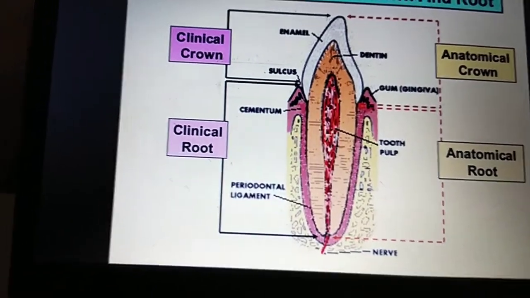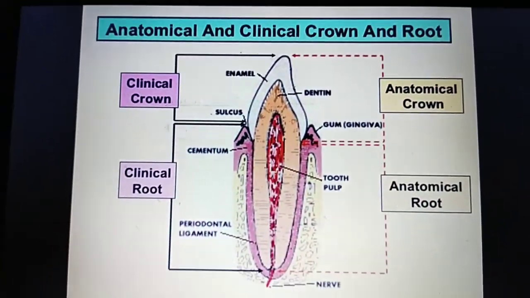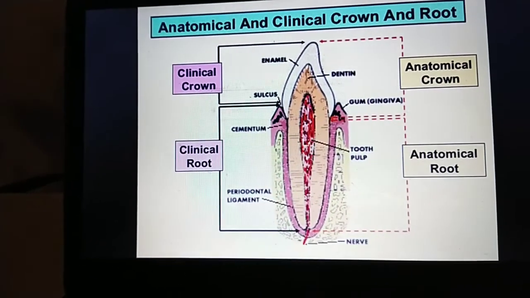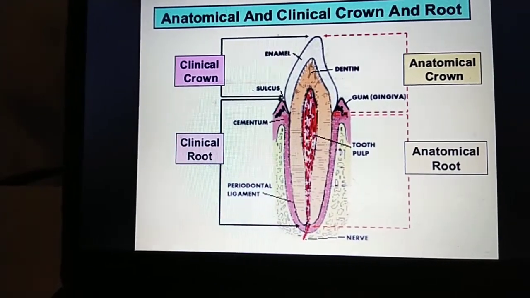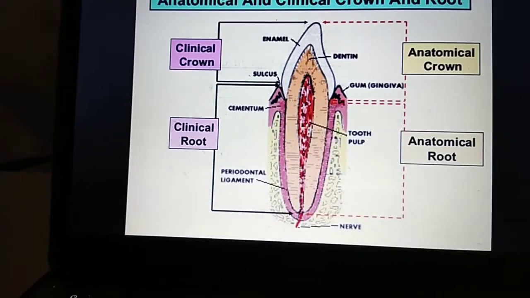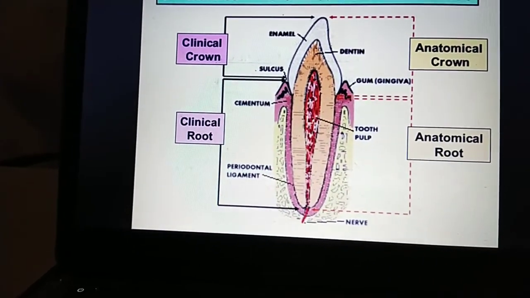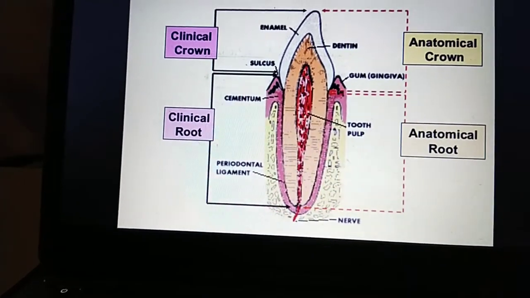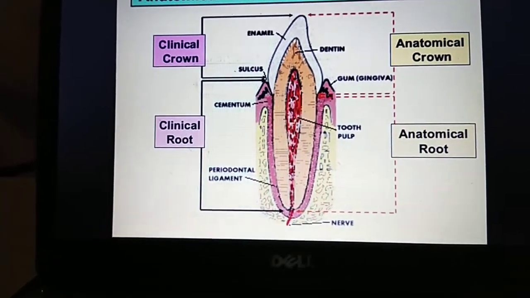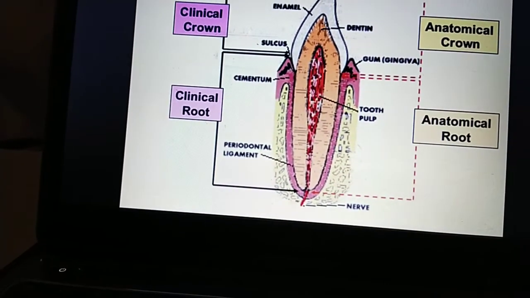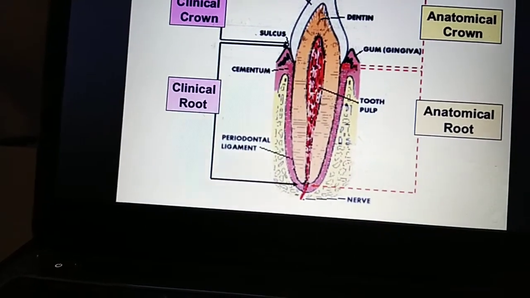And what are the parts of the tooth? It contains the crown, and the enamel, and then dentine, then you can see the pulp cavity or pulp chamber, then cementum. Okay, then you can also see the gum. These are the structures, and also the periodontal ligament.